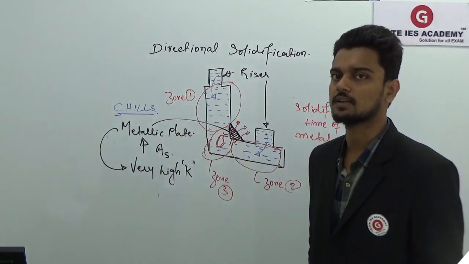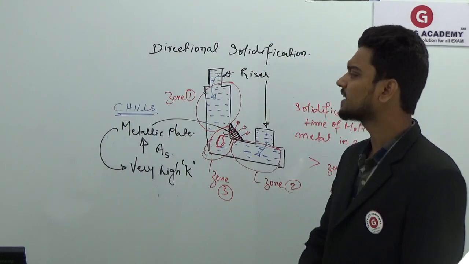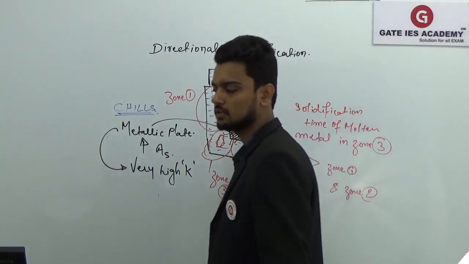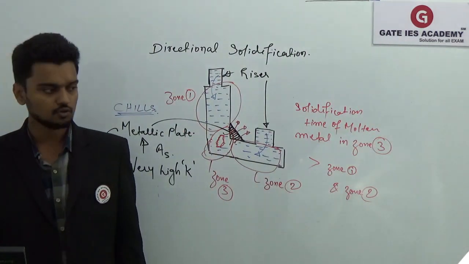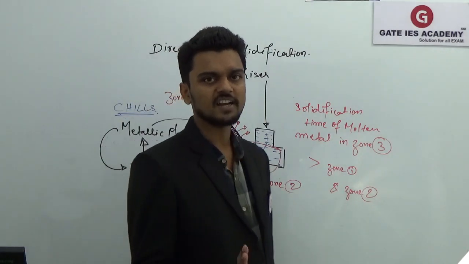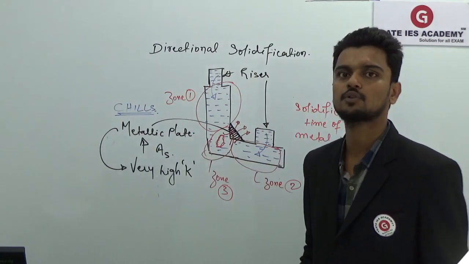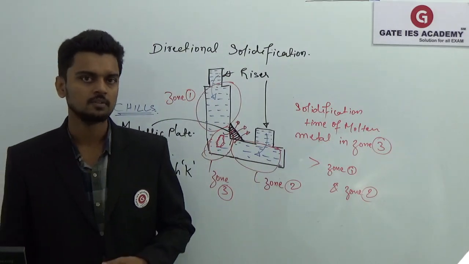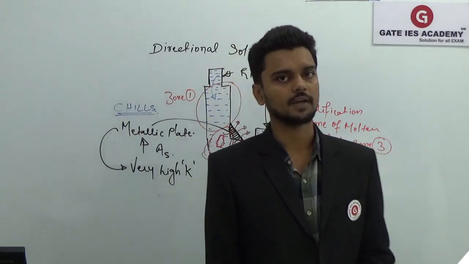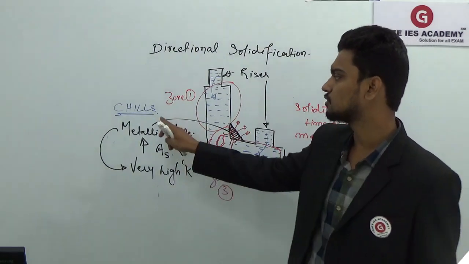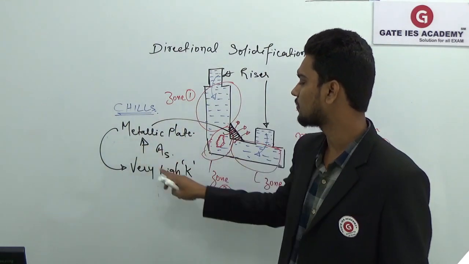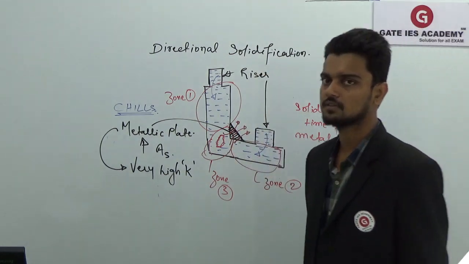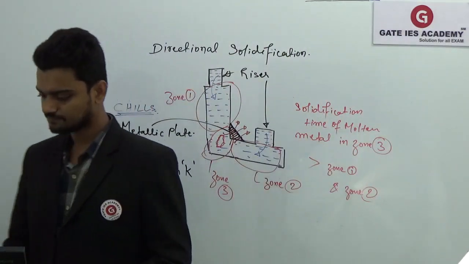This is required to avoid the defect in your casting. As an additional function, the chaplet can be used for directional solidification. But the main function of the chaplet is to give extra support to the core. As an additional function, it is used for directional solidification. But the main purpose of using these chills, which are metallic plates of very high thermal conductivity, is directional solidification.